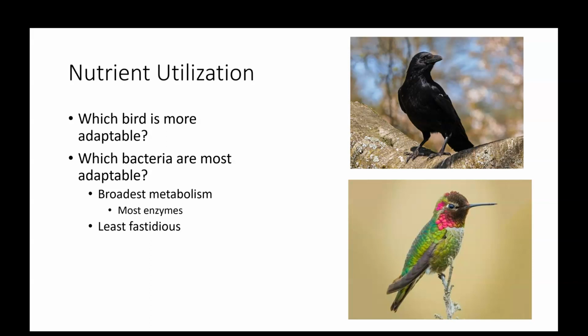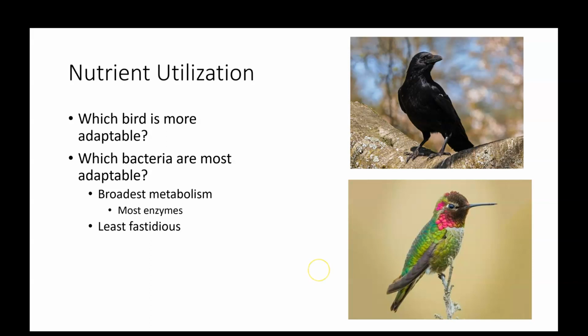So in other words, the bacteria that have the broadest metabolic pathways, the most enzymes capable of utilizing the most diverse array of nutrients, are the ones that are most likely to survive. They're the least fastidious, and they're able to make do with what they've got, right? That's why crows are so prevalent in urban environments, because they can make do with what they have. They're going to make a meal out of pretty much anything.